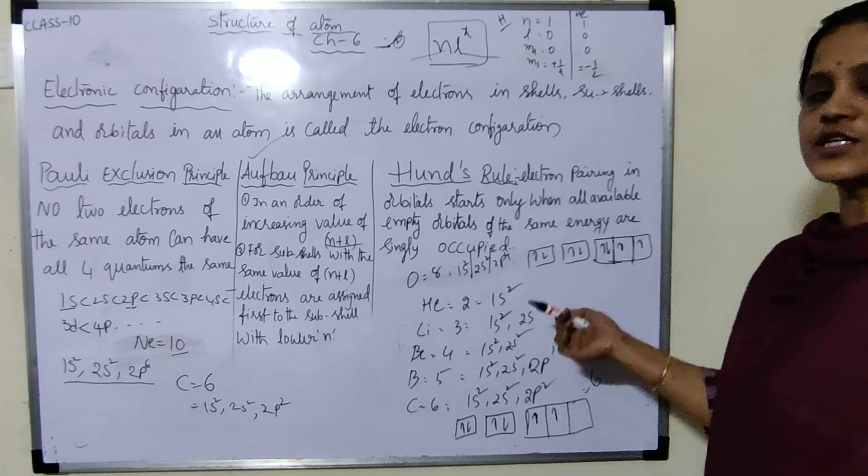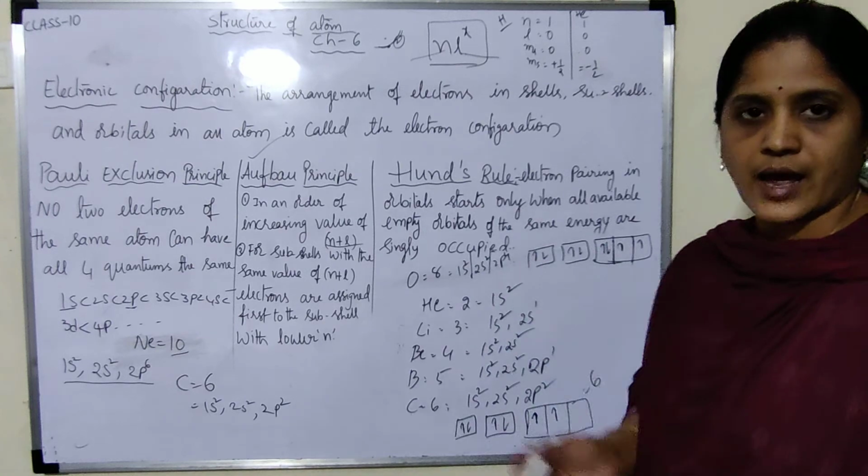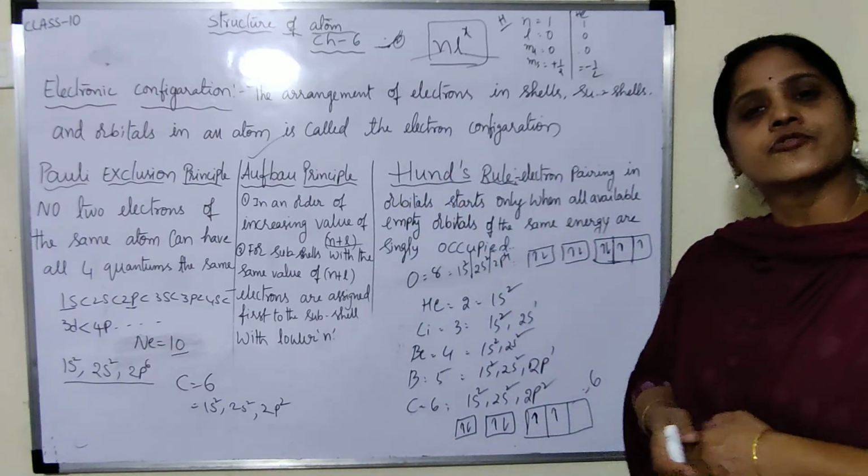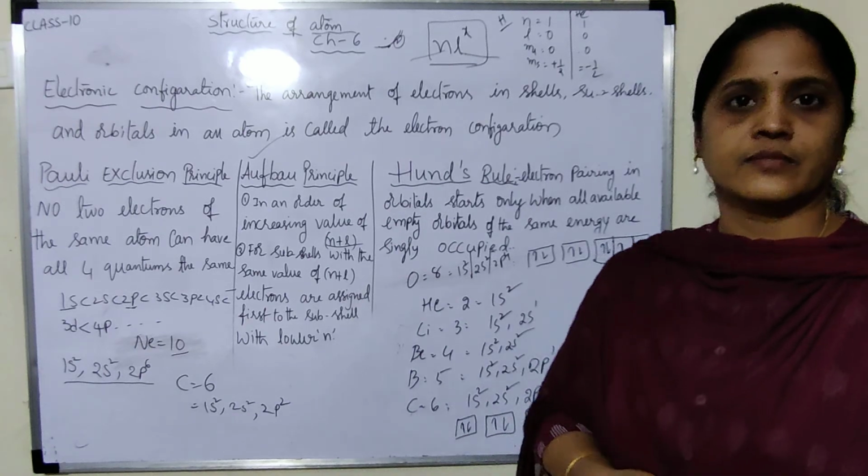So this is the arrangement of the electrons in an atom. By using the quantum numbers and these 3 rules, we can find it out. Thank you.